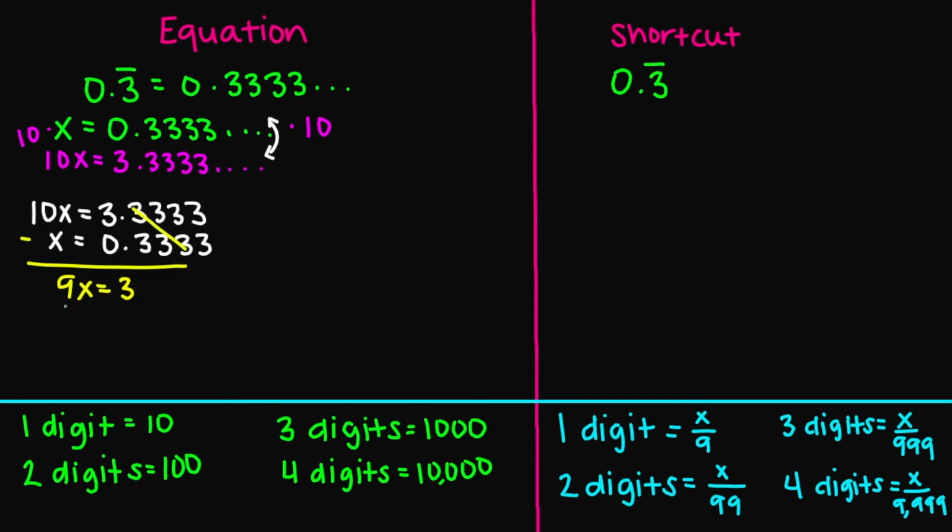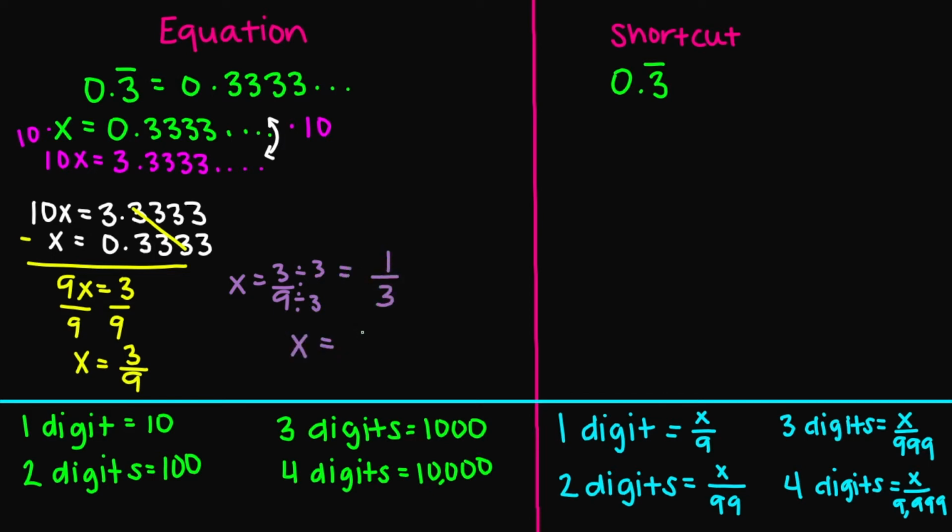9x equals 3. I'm going to divide both sides by 9. So you're going to get x equals 3/9. However, I can simplify my 3/9 because the number 3 goes into both the 3 and the 9. So if we have x equals 3 over 9 here, divide top and bottom by 3, your numerator is going to be 1, and then your denominator is going to be 3.